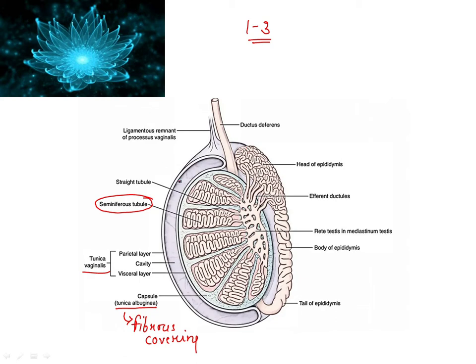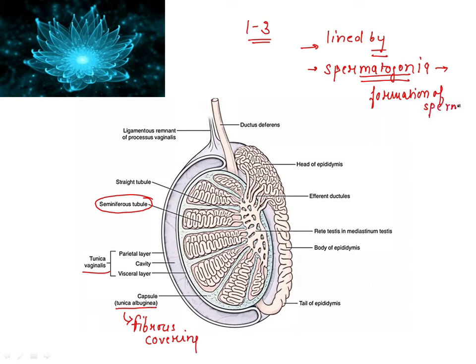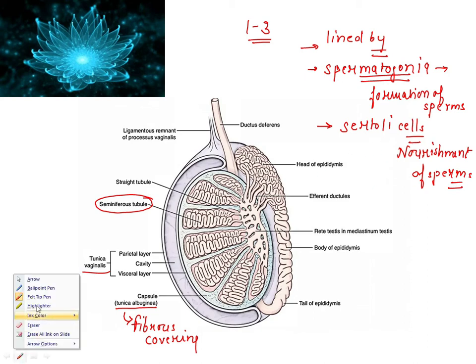Now, the seminiferous tubule, which you can see here, is lined by two types of cells. One is the germ cells called spermatogonia. They are called male germ cells, and their function is to form the sperms. So formation of sperms takes place through the spermatogonia present inside the seminiferous tubule. The second type of cell is called Sertoli cells, and Sertoli cells are there for the nourishment of the sperms. Two types of cells we have seen present inside the seminiferous tubules.